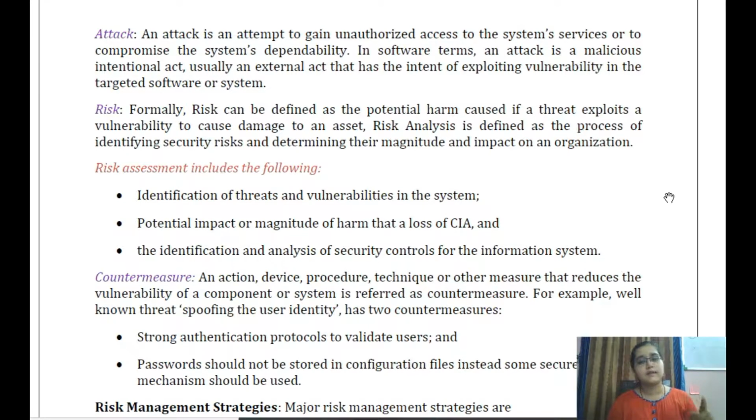Therefore, identify the threat and vulnerability of the system, and try to understand the potential impact or magnitude of harm that this threat or risk can cause, which may lead to a loss of confidentiality, integrity and availability. Then comes identification and analysis of security controls for the information system. So we need to understand the threat, and we also need to understand the security measures.